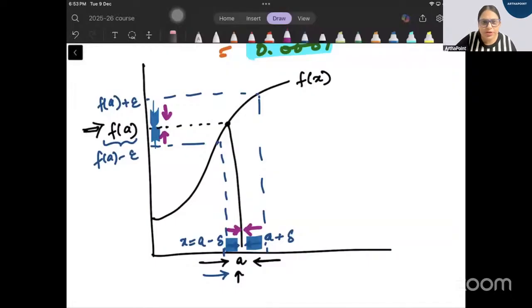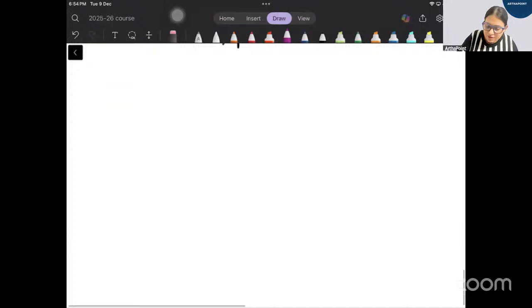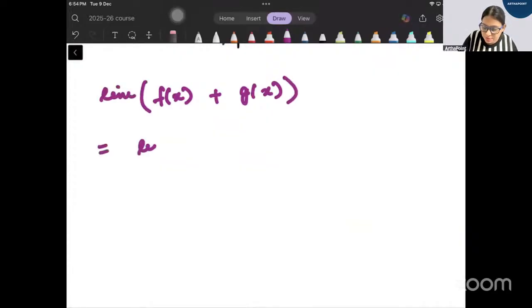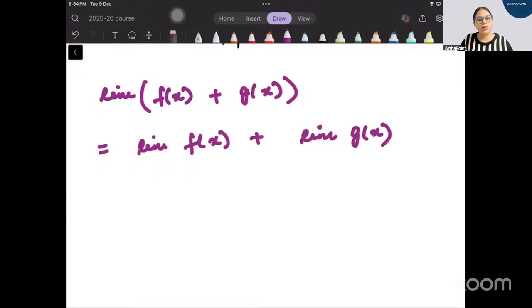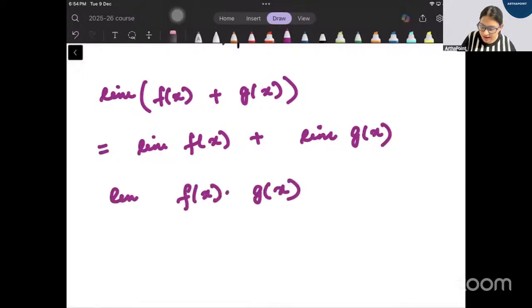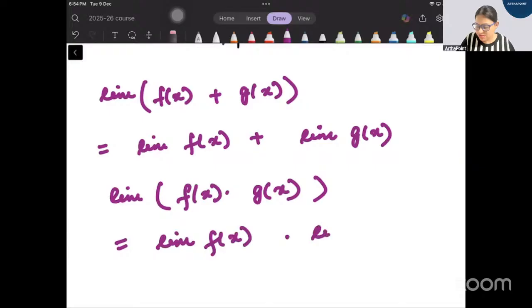Now, there are some properties that you must remember from the exam point of view. So what are those properties? First of all, the property related to addition and subtraction. If I have a function f(x) and a function g(x) and I am finding their limit, I can apply the limit separately, limit f(x) and limit g(x). Similarly, if I have f(x) into g(x) and I have to apply the limit on their product, I can apply the limit separately on f(x) and g(x).